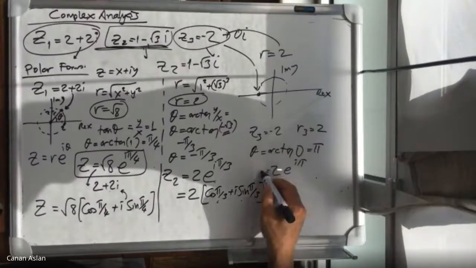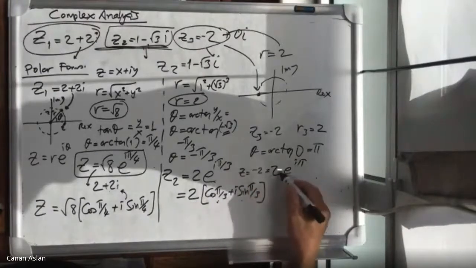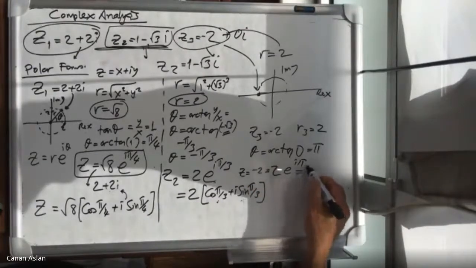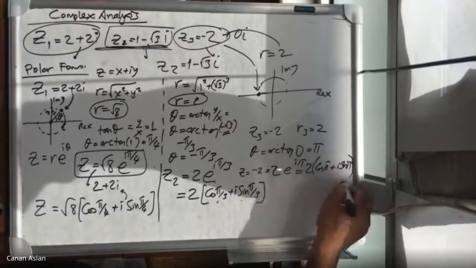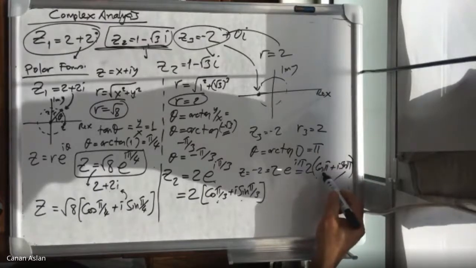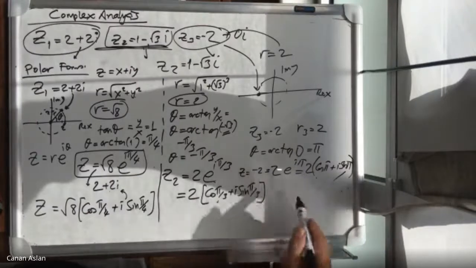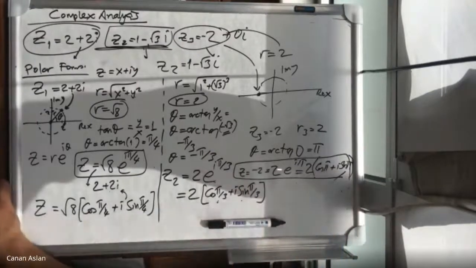So z equals minus 2 is equal to 2 times e to the i pi, or 2 times cosine pi plus i sine pi. Of course, because sine pi is 0, but cosine pi is minus 1. Minus 1 times 2 gives you just minus 2. So this is the result. Now we finished also these examples. Now we are getting ready for questions.